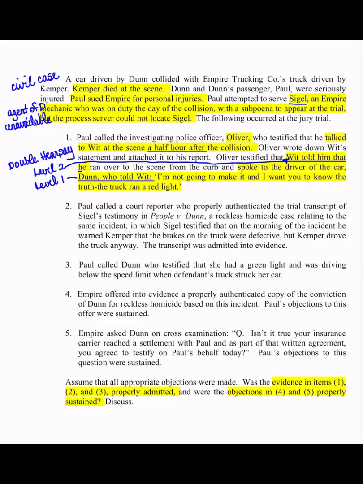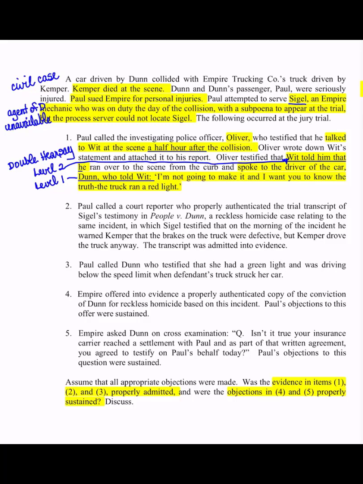What about level 2? Witt told Oliver. It's not going to be an excited utterance because of that half hour time gap. This is a half hour after the accident. It's hard to call that an excited utterance. Is it a present sense impression? Well, that's a statement describing or explaining an event while perceiving it or immediately thereafter. Again, the half hour is a problem. I don't see a way to get level 2 in, what Witt told Officer Oliver. It's not a business record either because it's in anticipation of litigation. It's not a reliable exception to the hearsay rule. So my conclusion for this one is going to be that the evidence was not properly admitted.